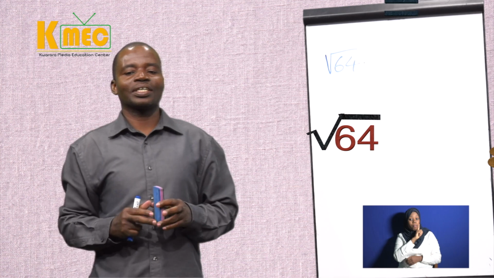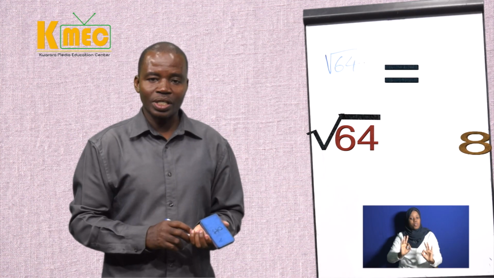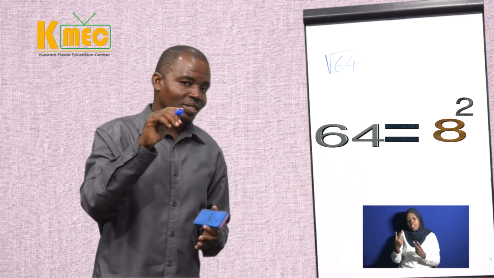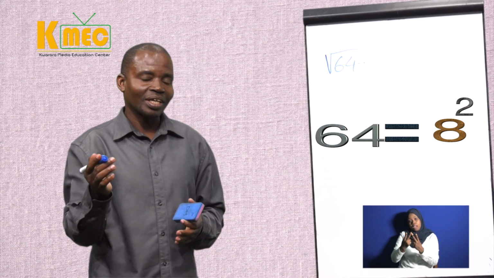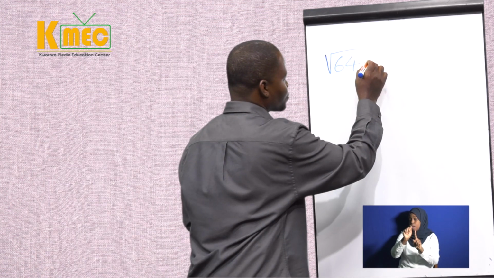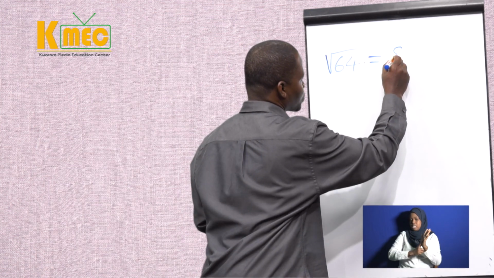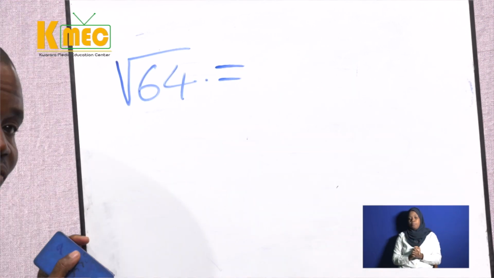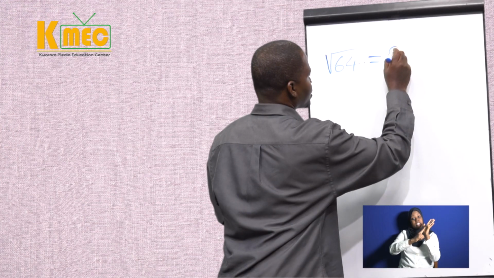Very good. The square root of 64 is 8, since 8 squared is equal to 64. Therefore, the square root of 64 is equal to 8. Very good.